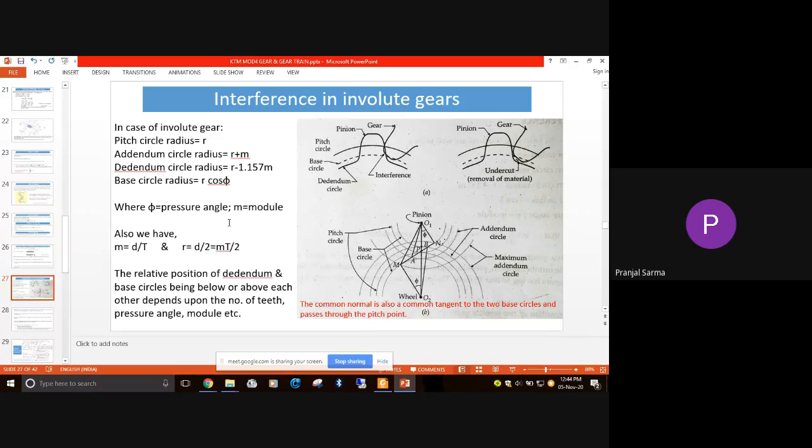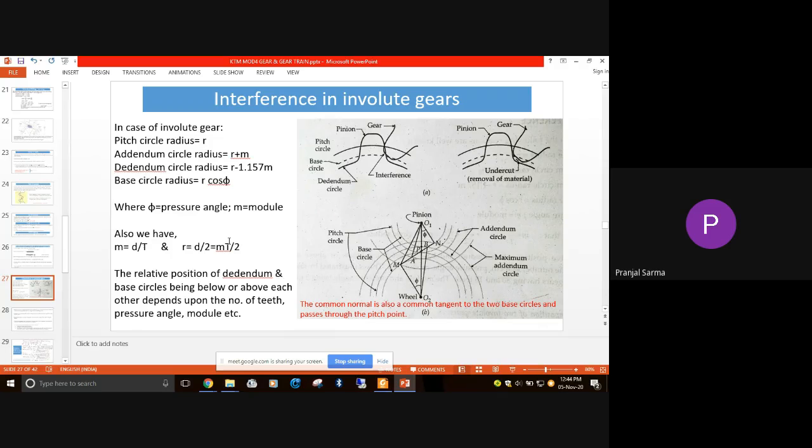Phi is the pressure angle, where m is the module. Also about module, we already know m equals d by t, or from there we can obtain r, which is nothing but d by 2, half of the diameter is the radius, or you can write mt by 2. So from here, m, the module, is d by t.